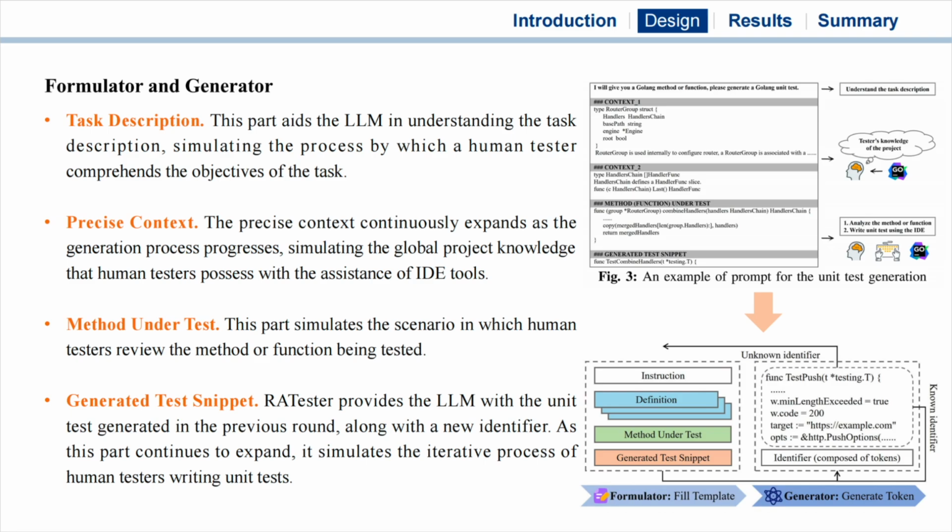Method under test simulates the scenario in which human testers review the method or function being tested. As for generated test snippet, RATester provides the LLM with a unit test generated in the previous round, along with a new identifier. As this part continues to expand, it simulates the iterative process of human testers writing unit tests. The generator generates new identifiers using the formulated prompt.